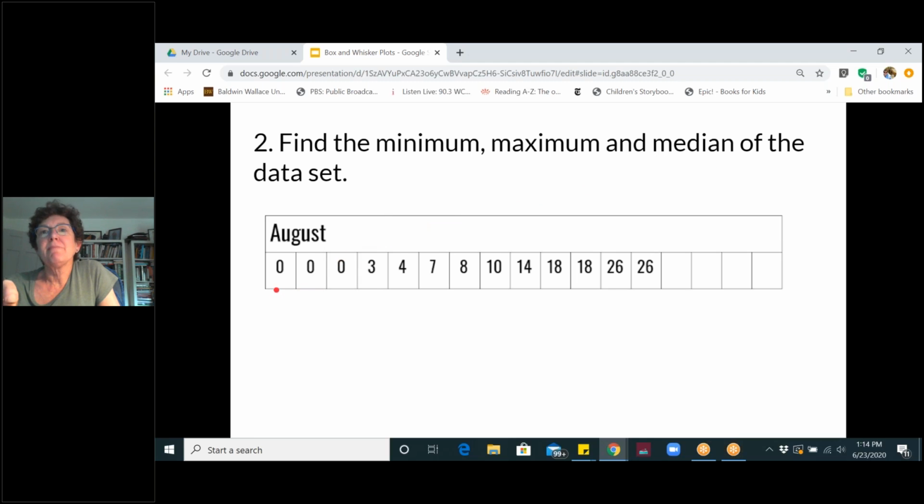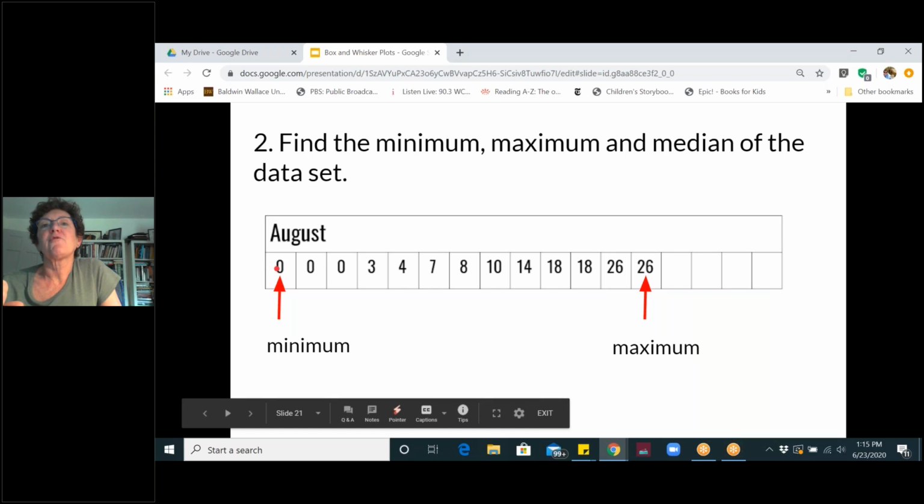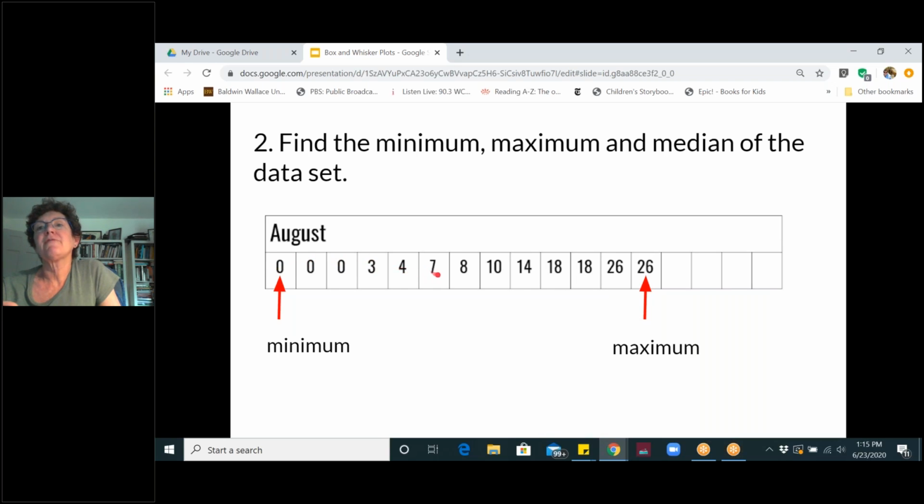So the minimum, the least number, right there. The maximum, which is the greatest number. See, that's so easy to find. That hardly takes any thought. And now we have to look for the middle. 1, 2, 3, 4, 5, 6, 7, 8, 9, 10, 11, 12, 13.